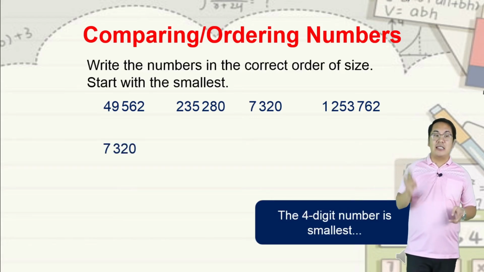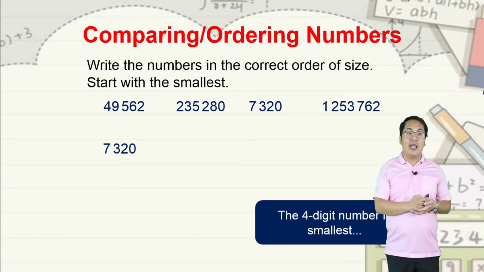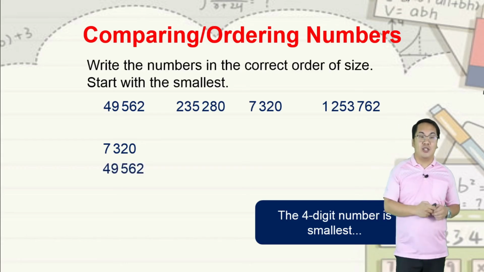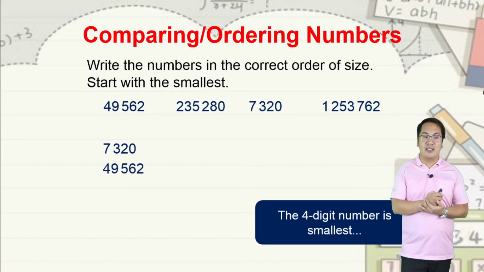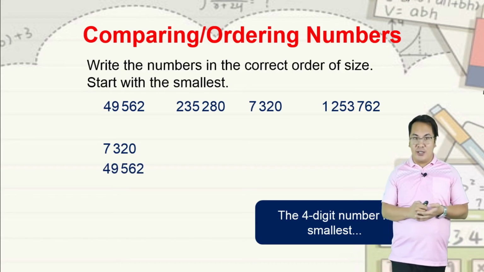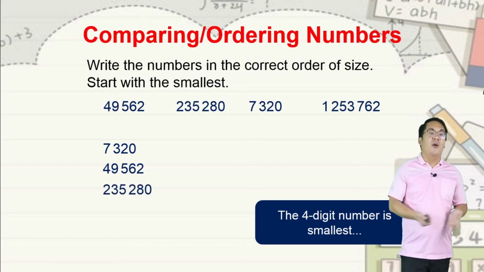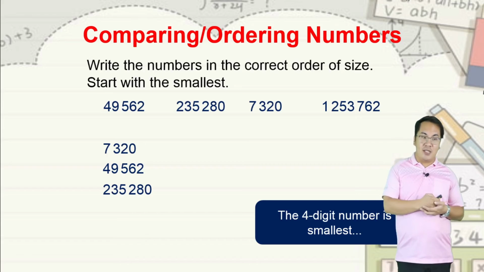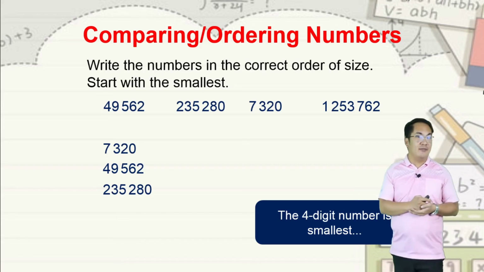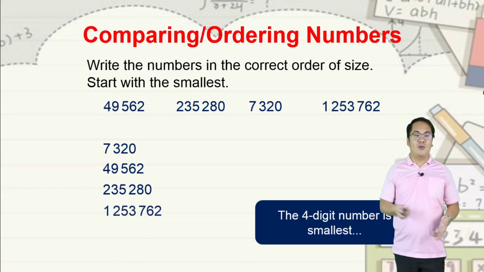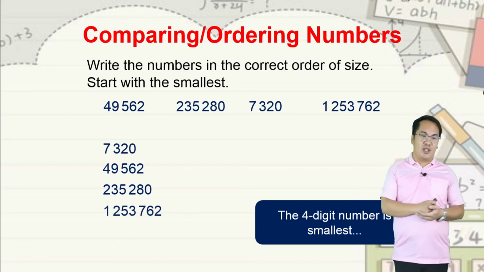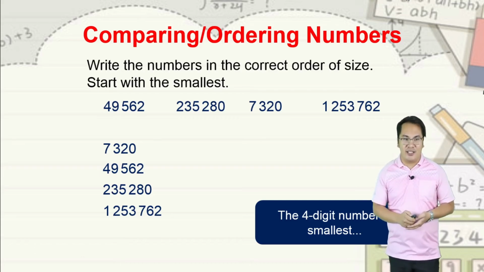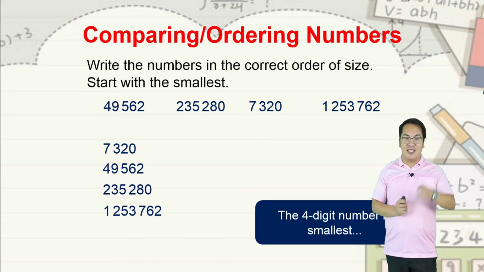We have the 7,320. Next, followed by the 5-digit number, which is the 49,562. Next, we have the 6-digit number, which is the 235,280. And the last one, or the biggest one, is the 7-digit number, which is the 1,253,762. Did you get it?